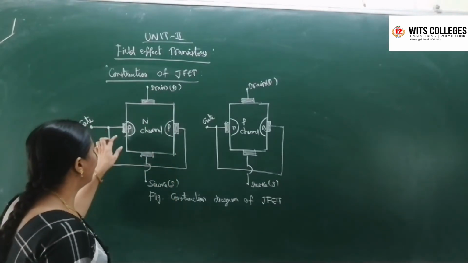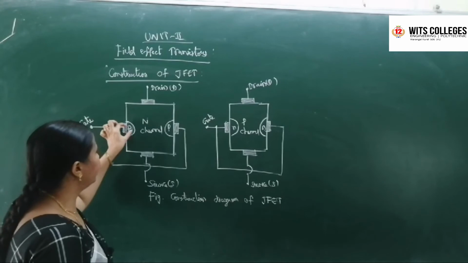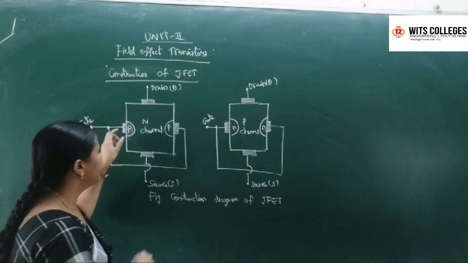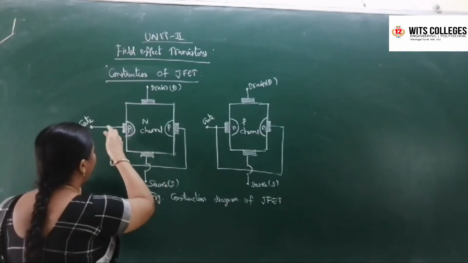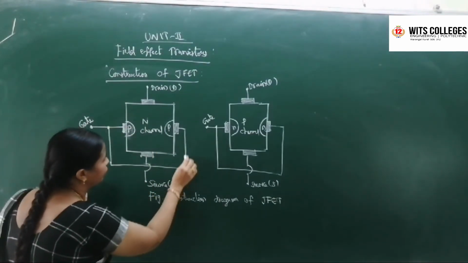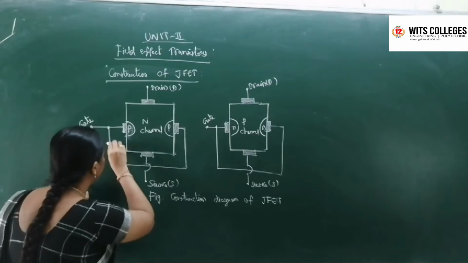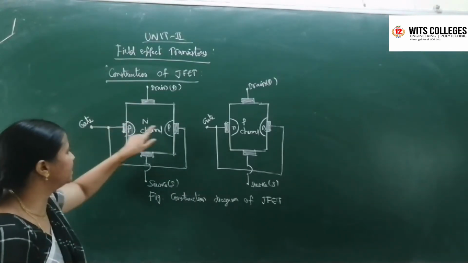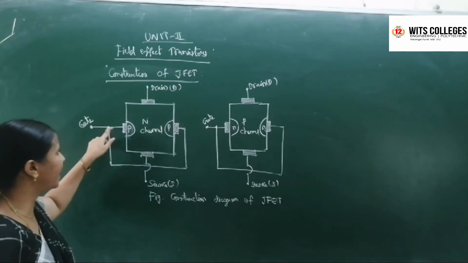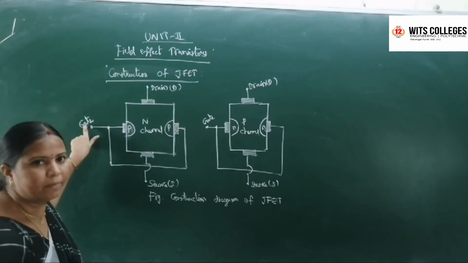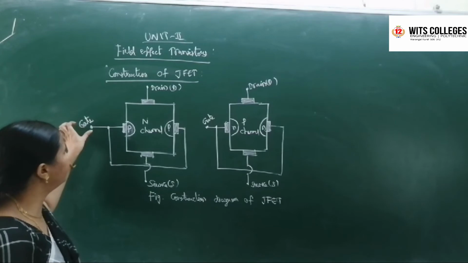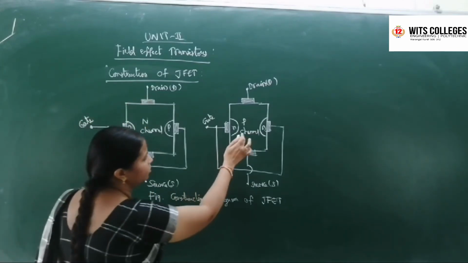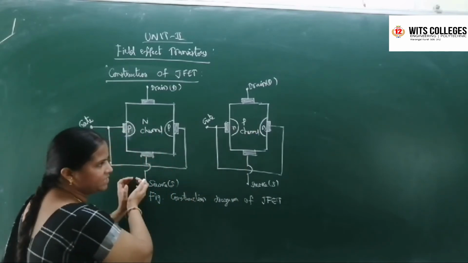So if you add two heavily doped P-type semiconducting materials, it will form two P-N junctions, and if you connect them with each other, we can name it the gate terminal. So these two P-N junctions will be in contact with each other, and we name it the gate terminal. So it will form three terminals. What are those? Gate, drain, source. Like this, it is nothing but an N-channel JFET.